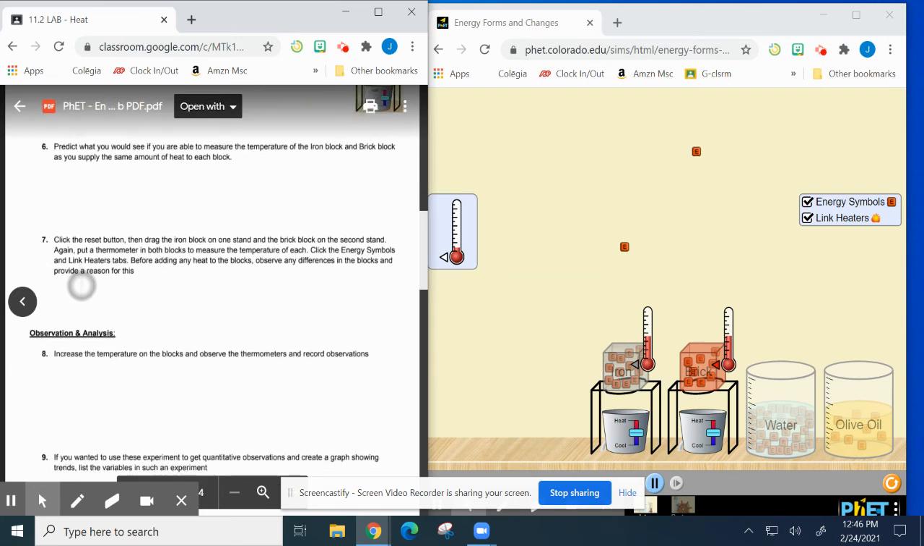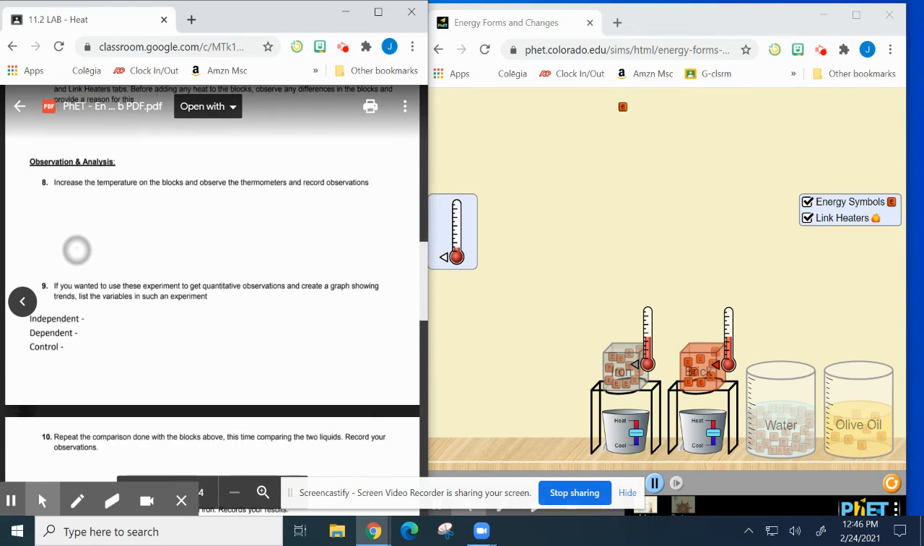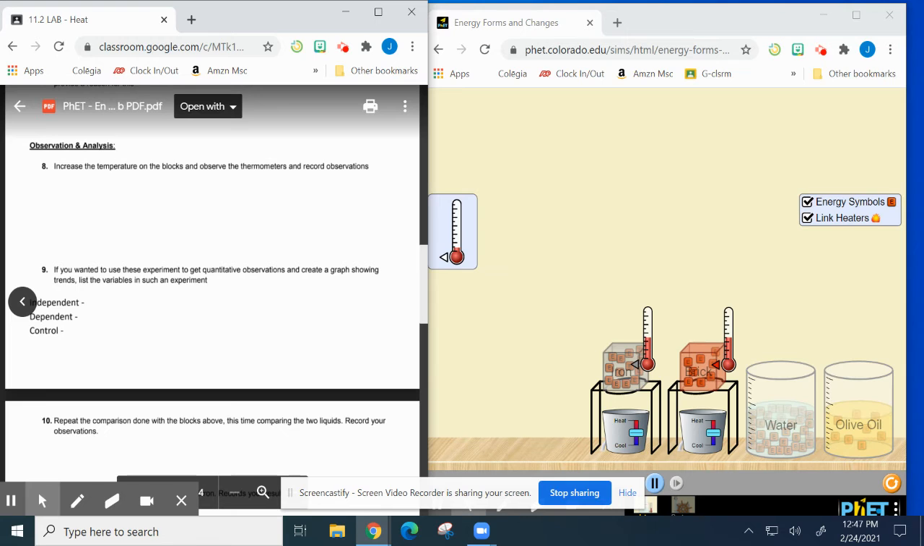Very interesting. All right, increase the temperature on the blocks and observe and record the observations. Okay, so we already did that one, so let's just do it again. If you wanted to use these experiments to get quantitative observations and create a graph, you could test the variables, right? Okay, so the brick gets up to the top faster. Let's see where they go as they go down.